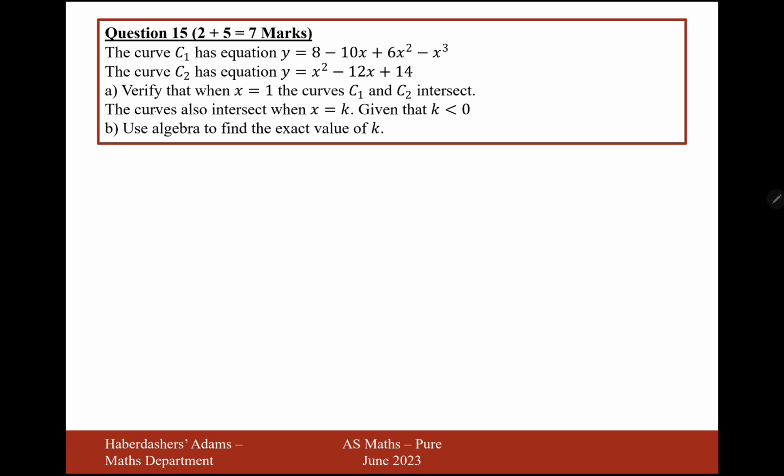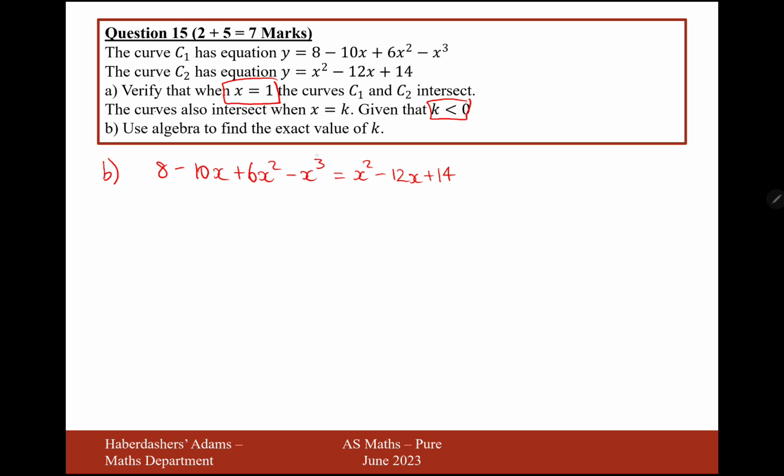The curve also intersects when x equals k, and k is a negative number. Use algebra to find the exact value of k. So in this case, we will need to set the equations equal to each other. That's what you usually do when you're trying to find an intersection point. Equals x squared minus 12x plus 14. What we're now going to do is move all of that algebra onto one of the two sides, and then we're going to use the fact that x is equal to 1 is one of the solutions.